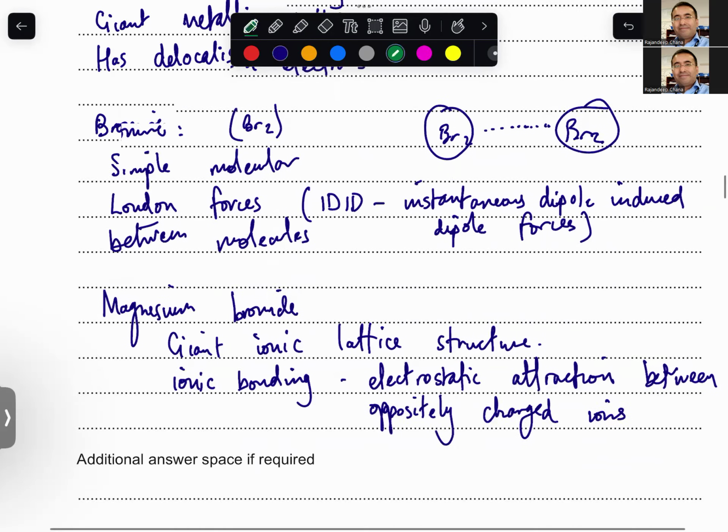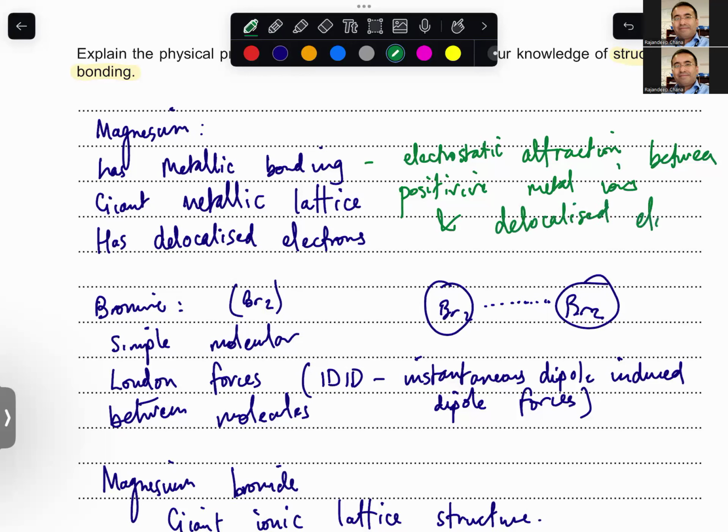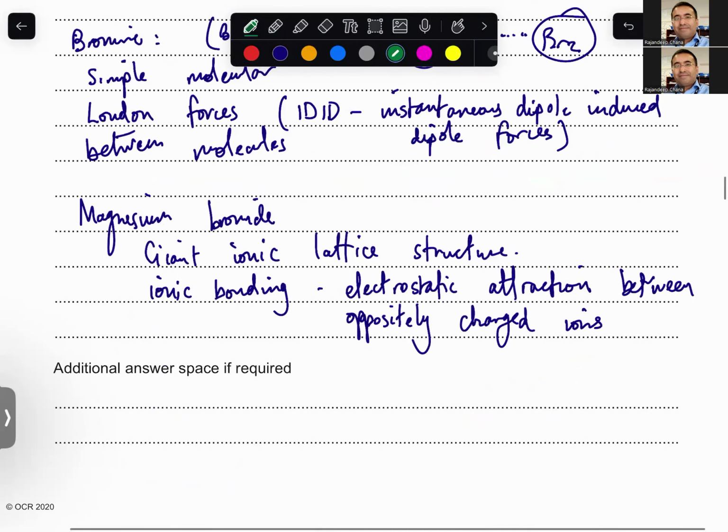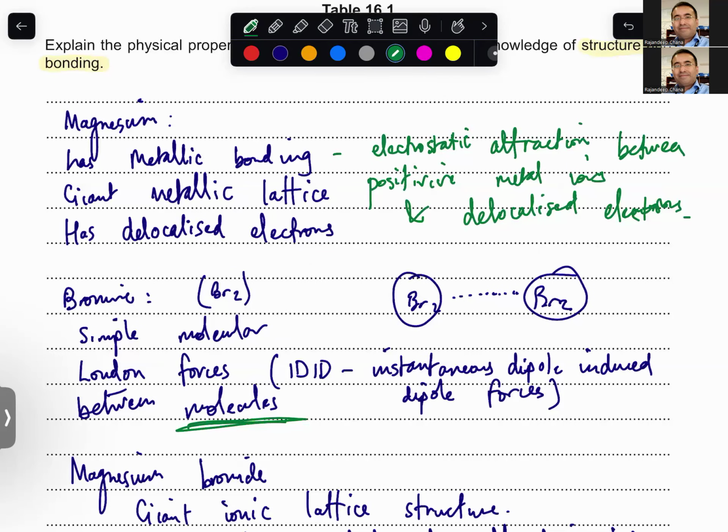Actually, while we're here, you see metallic bonding. What is metallic bonding? Metallic bonding is electrostatic attraction between positive metal ions and delocalized electrons. Hope you can read the writing. Ionic bonding, electrostatic attraction between, so you need to mention, you got ions here, you got molecules here, and you got your positive metal ion and your delocalized electrons here.